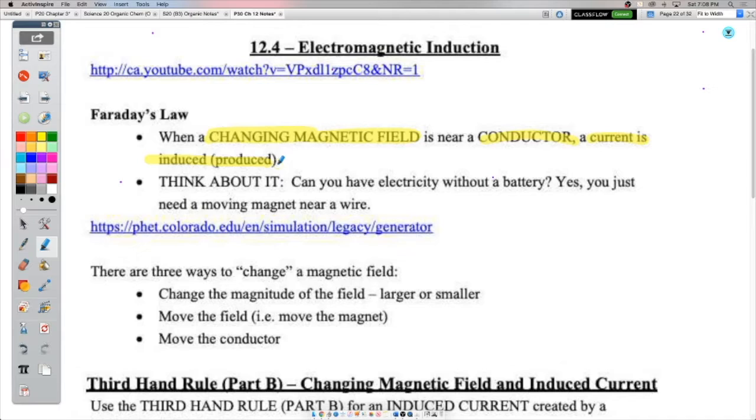But in your life, does everything you use that is powered by electricity require a battery? Well, no. In fact, anything you plug in at home, there's no battery involved. So can you have electricity without a battery? If the answer is yes, then we have to think about where it comes from. And most of our electricity that we use in our homes comes from the fact that a moving magnet near a wire will induce a current in that wire.